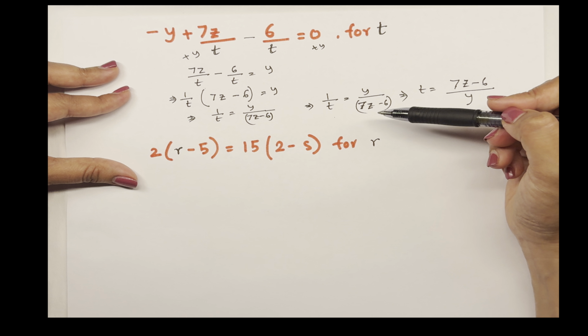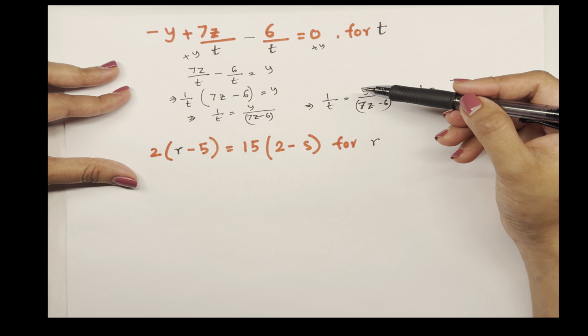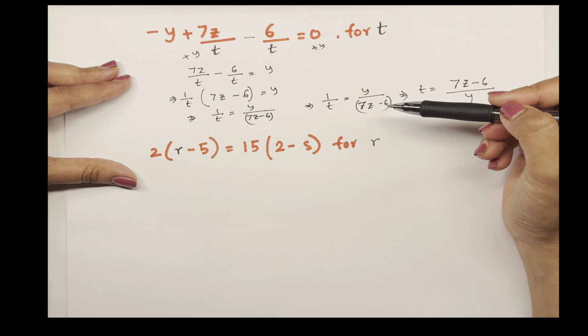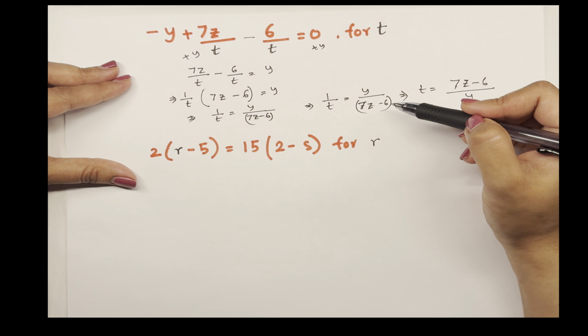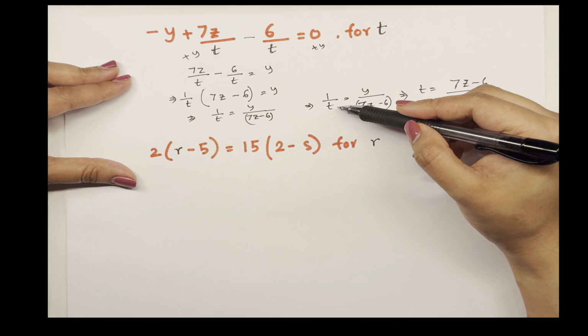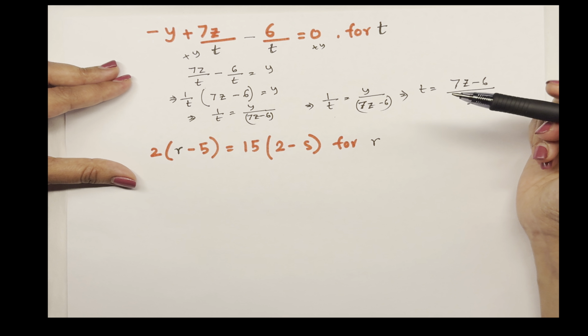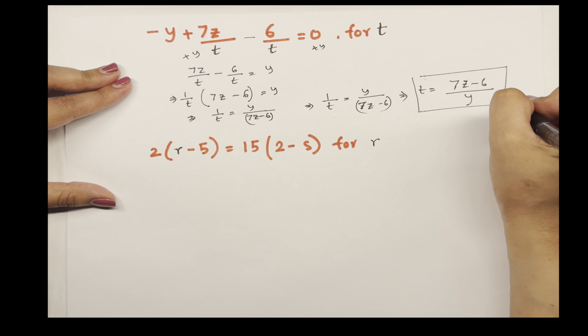Reciprocal means I just make the numerator the denominator and the denominator the numerator. But when you do that, you have to make sure you do it on both sides. You should not keep one side as it is and make one side a reciprocal. Here I'm flipping the left hand side and also flipping the right hand side. So this is our solution.